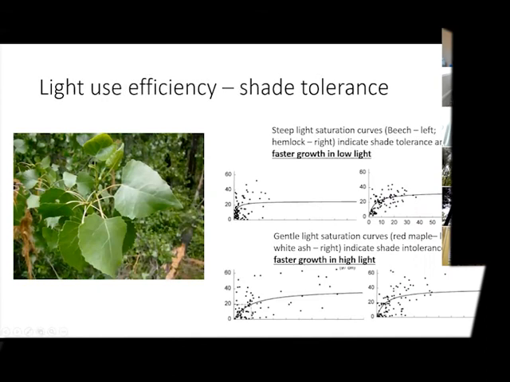And I just want to pull this back and point out one more time, we have high shade tolerance here, but low maximum growth rates. And then we have low shade tolerance in these other species, but they reach higher maximum growth rates.